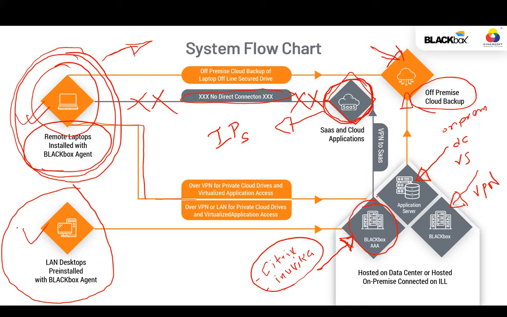So let me summarize it again. You have laptop user, desktop user. It should be loaded with some endpoint agent. Blackbox is one of them. You have one application virtualization system. You have application server either installed in the office or it is installed outside in your data center. And then you have a file server and VPN server. These people are directly in the local area network.